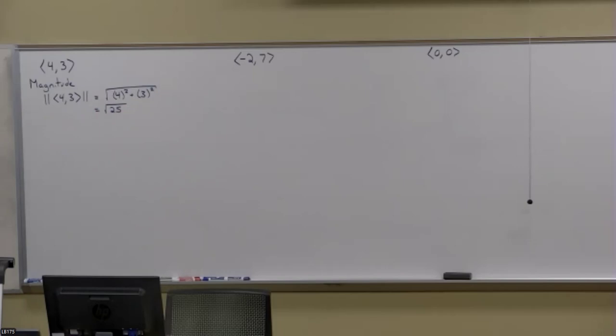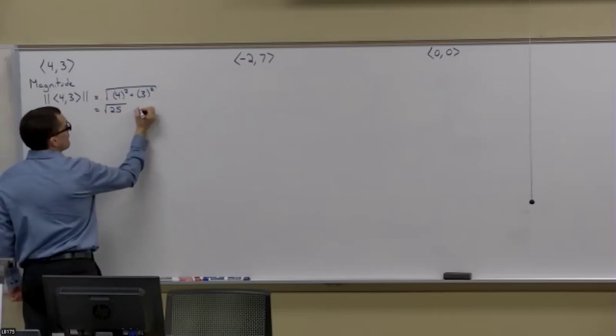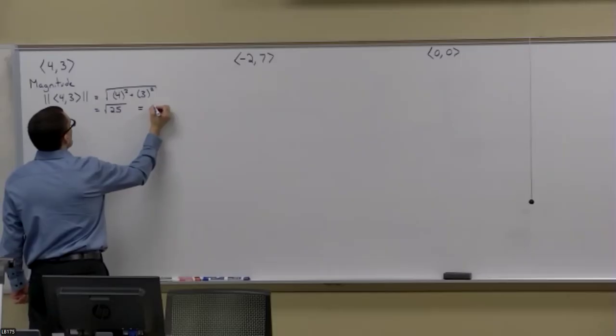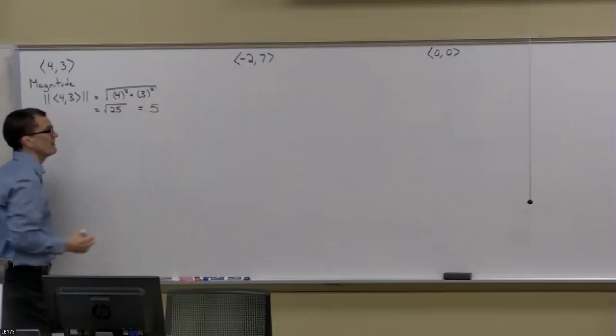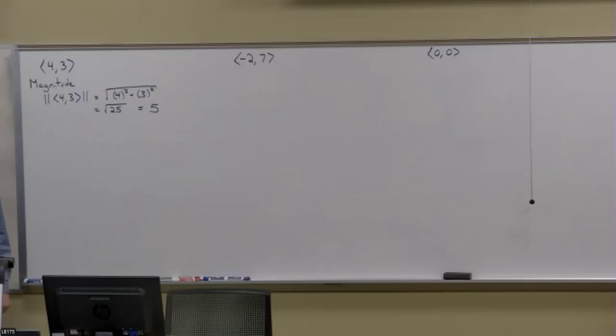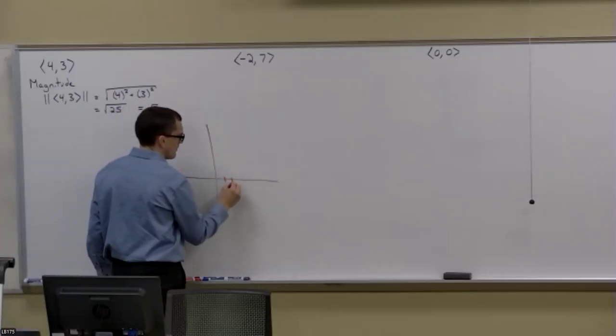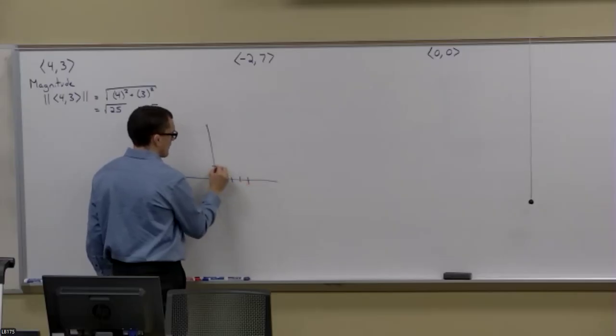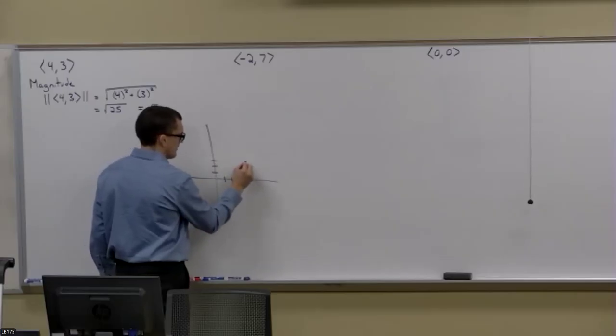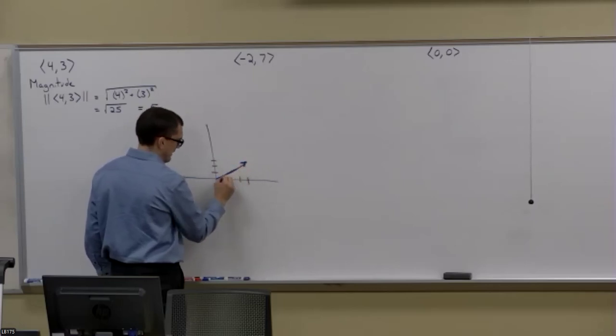We end up with 25 in this case, underneath the square root. So the magnitude of this vector is 5, or the length of that vector is 5. And again, all we're doing is we're saying we're going out 4 and up 3. So we're getting that vector. We're trying to find the length.